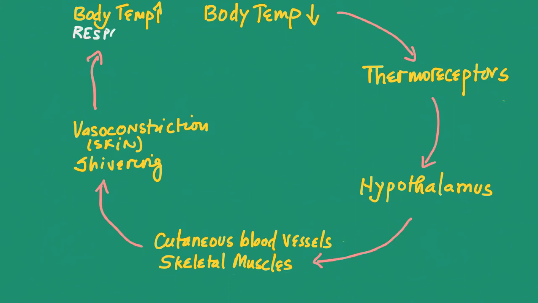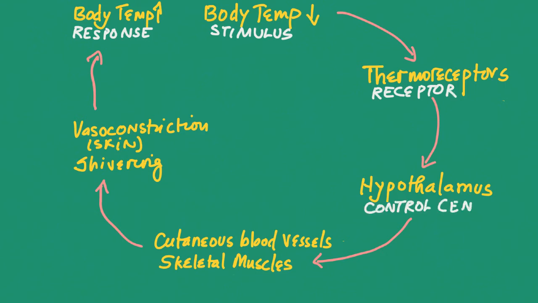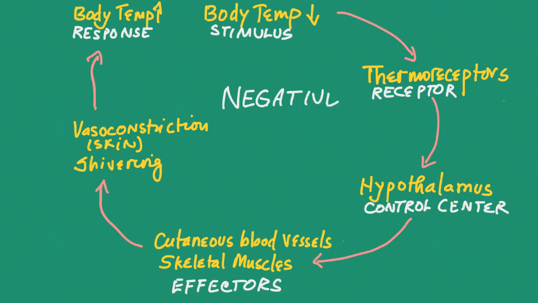This is the response. The stimulus we started with was body temperature going down. The thermoreceptors are the receptor. Hypothalamus is the control center. The cutaneous blood vessels and the skeletal muscles are the effectors. And the vasoconstriction and shivering help to raise body temperature. Again, the response and stimulus are operating in opposite directions, and therefore we call this a negative feedback.